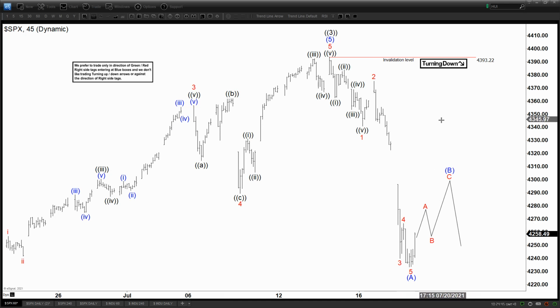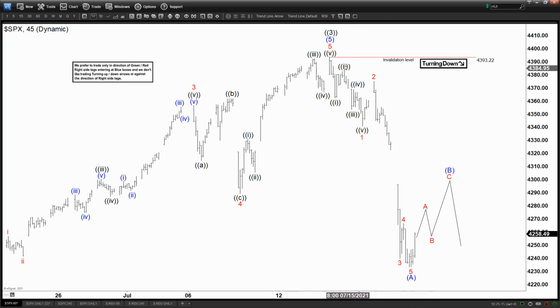Today we're going to be looking at the chart of the S&P 500, SPX, 45 minutes chart here. We can see that this is the all-time high in the S&P, 4,393 right here. We are calling that as a wave 3, and we're going to take a look a little later at what that means. And so now we are within the wave 4.